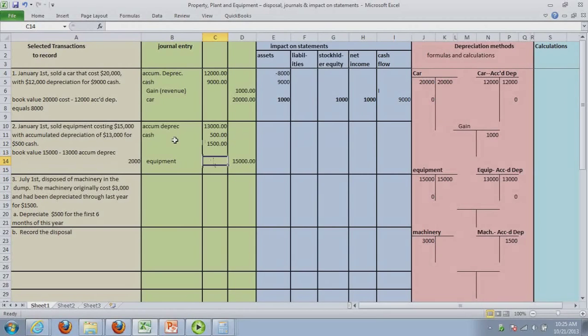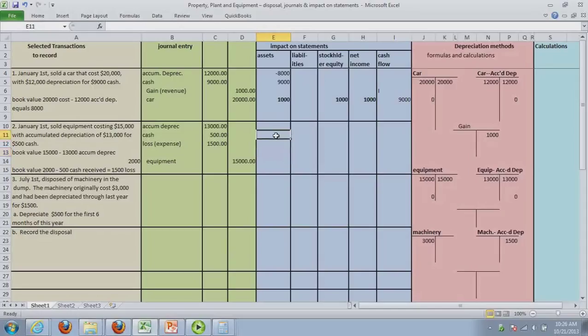So you can make a gain or loss a plug figure if you want, or you can sort of verify it by saying book value of $2,000 minus $500 cash received equals $1,500 loss. So we're worse off by $1,500. The loss is a type of expense. So I'll again remind us of that. So guess what's going to happen over here?